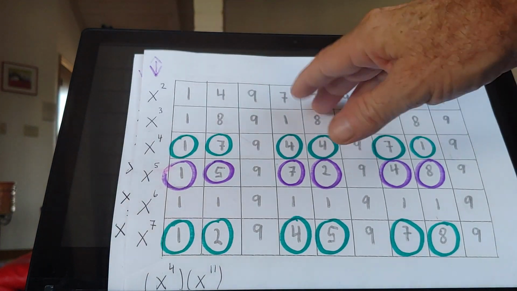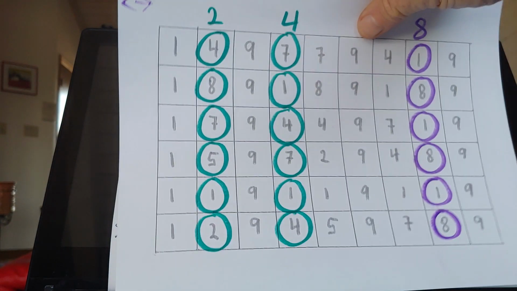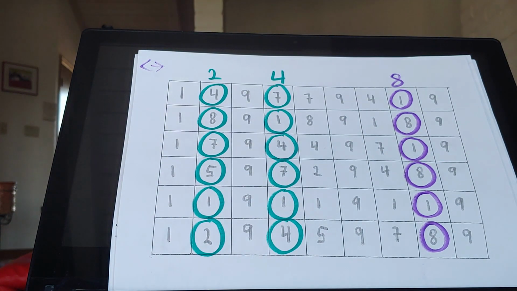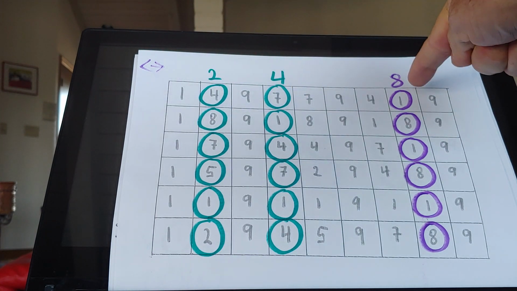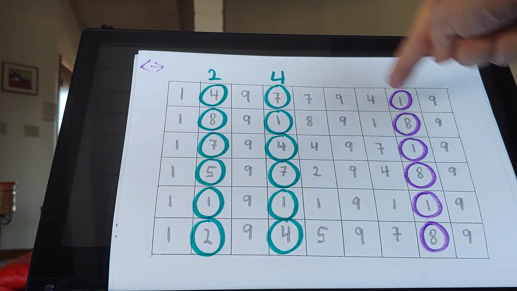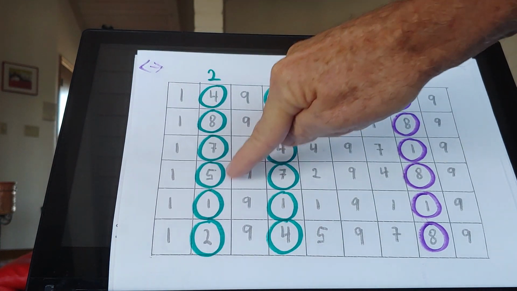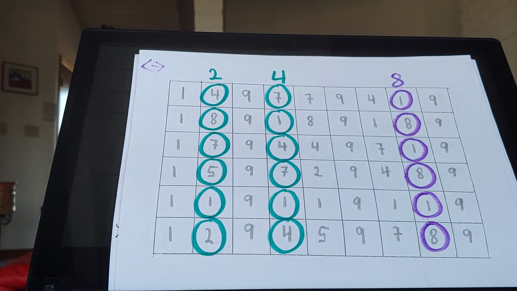Now we're going to see if it works going side to side. And of course it does, because it's the universal law of numbers code. But it does it in its own way. But here's the universal law of numbers, and we know if 2 times 4 is 8, then 4 times 7 has to be a 1. 8 times 1 has to be an 8. 7 times 4, 28. 5 times 7, 35. 2 times 4, 8.